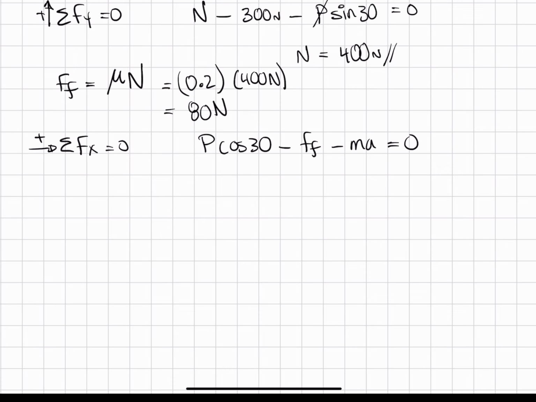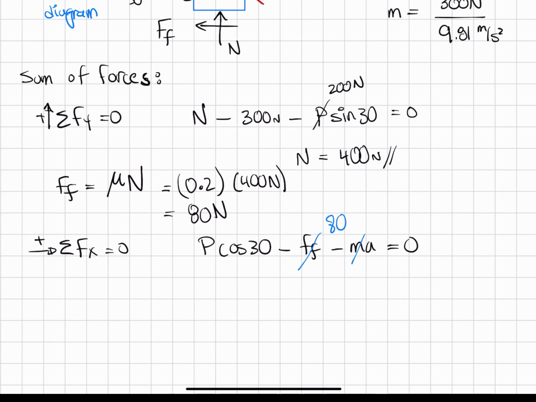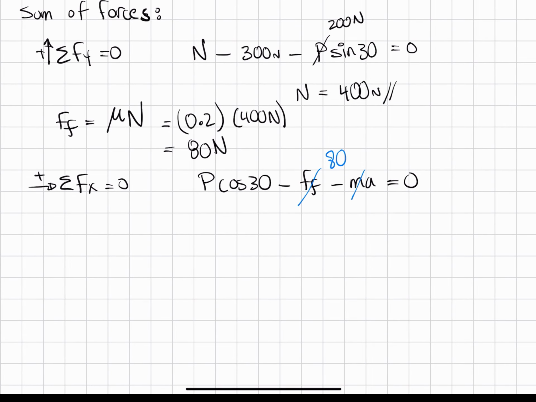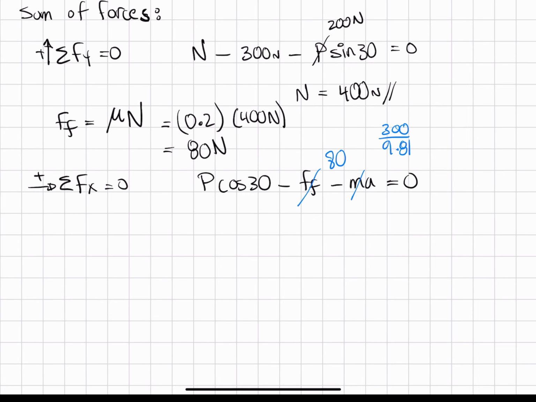I already know that FF is 80. I know M is, I guess it's around 30, right? So it's 300 divided by 9.81. And the only thing that I don't know is the A. And P we also know as well. This is 200.